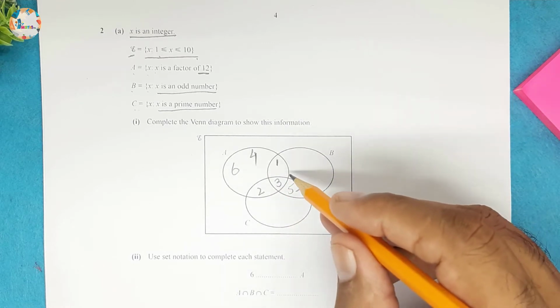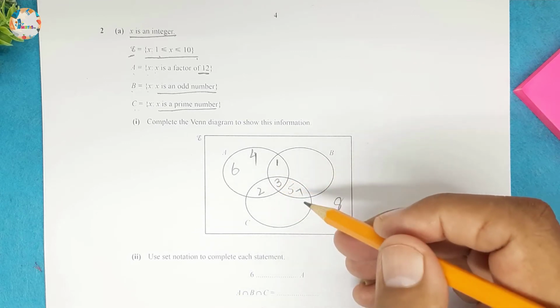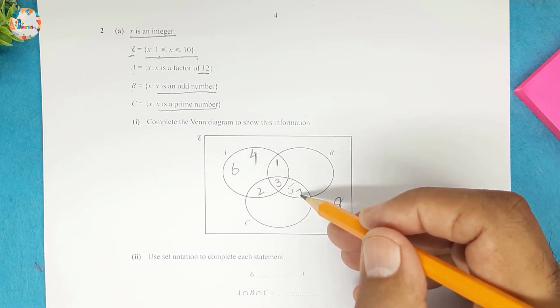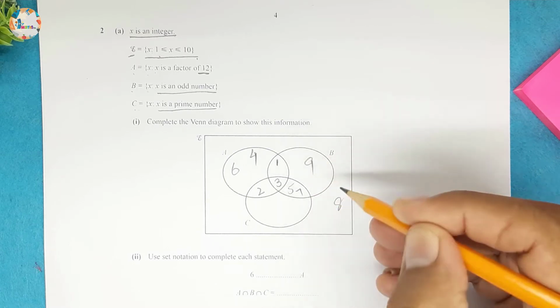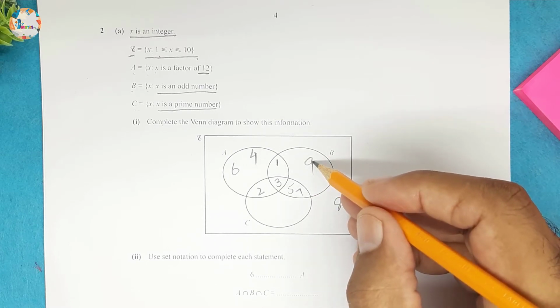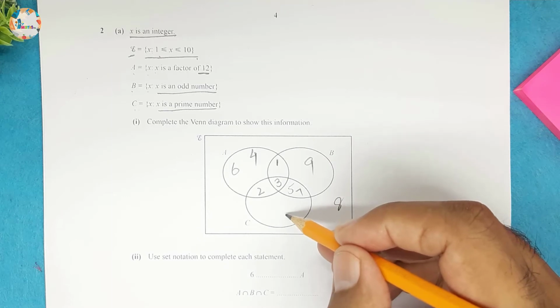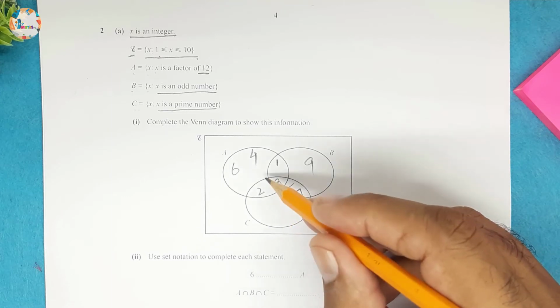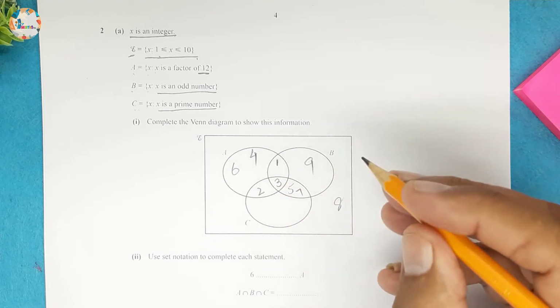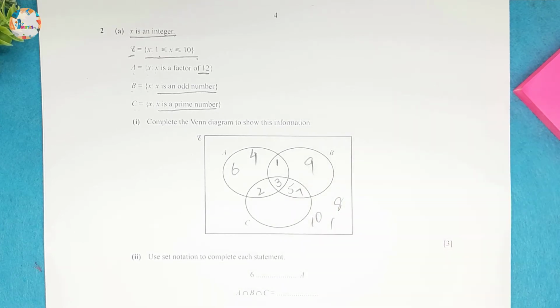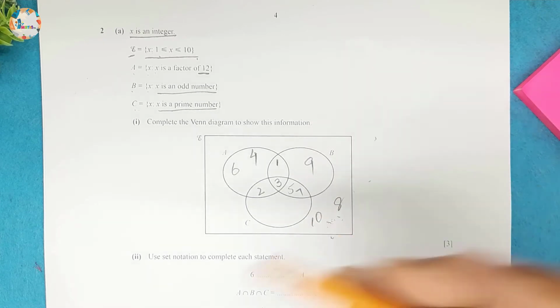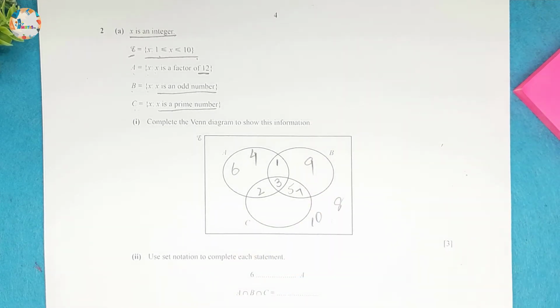So 9 is an odd number, so it is in B, so 9 is this one, not a prime number, not a factor of 12. 10 is not a prime number, not an odd number, not a factor of 12, so it will be over here. So we can write like this. Hopefully you understand this.